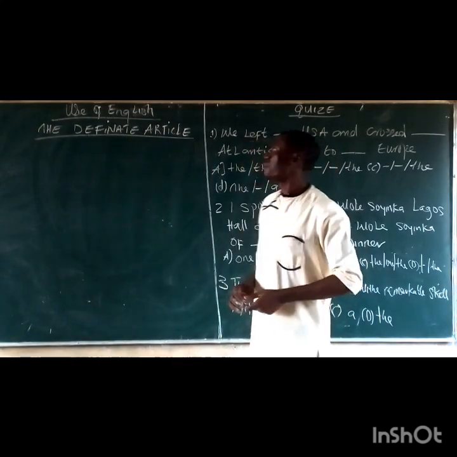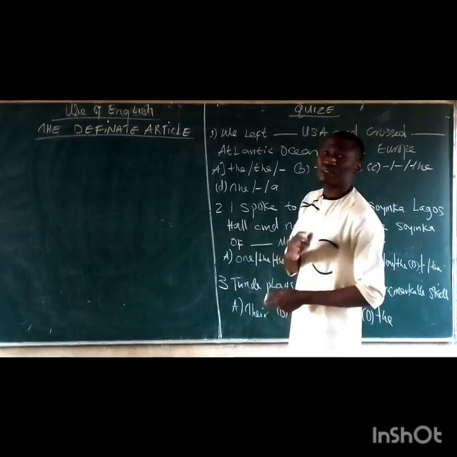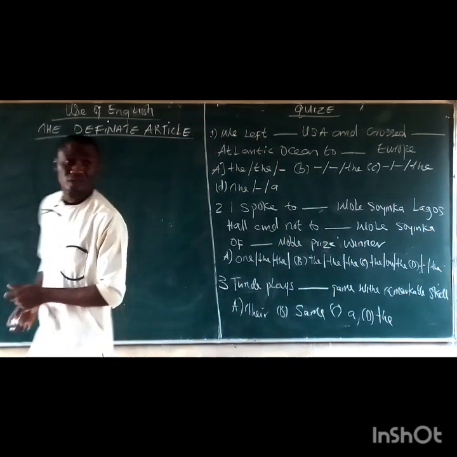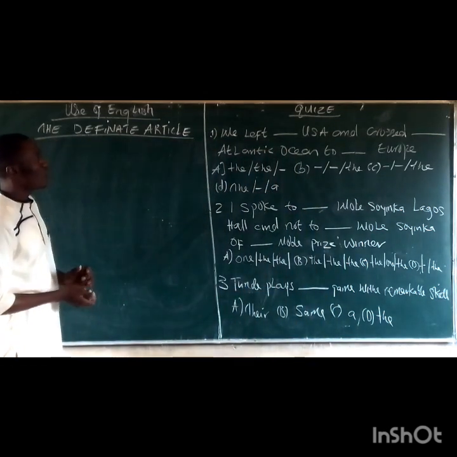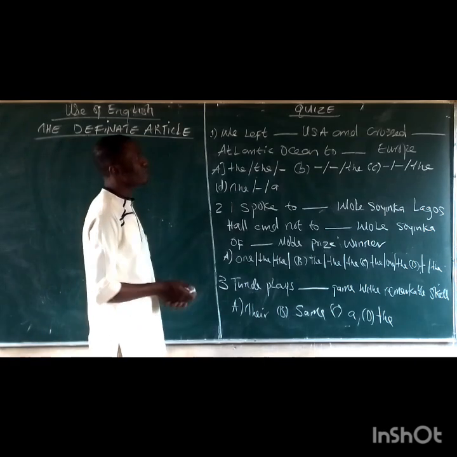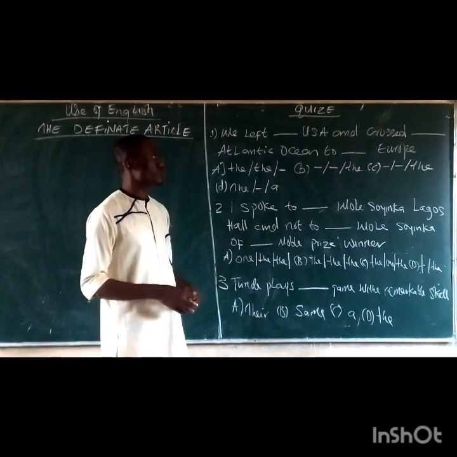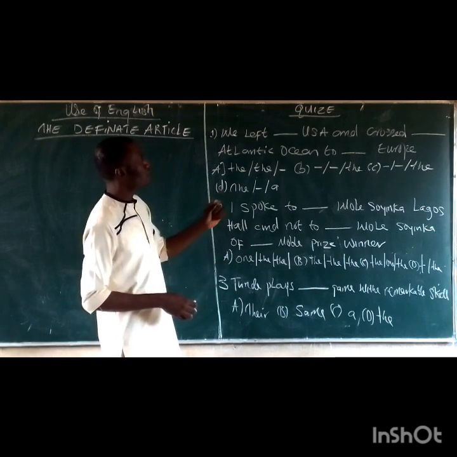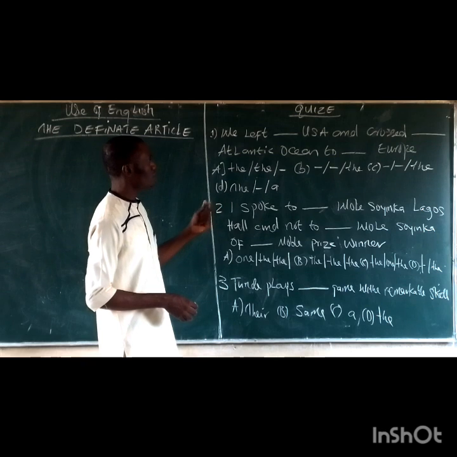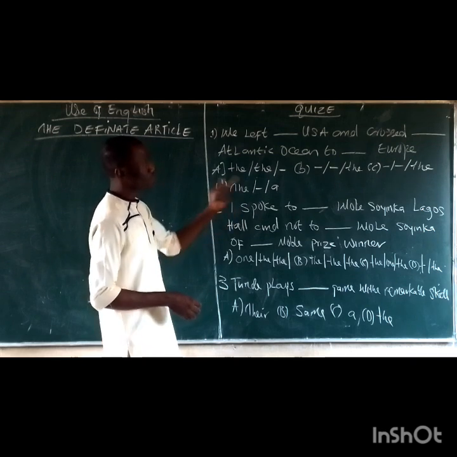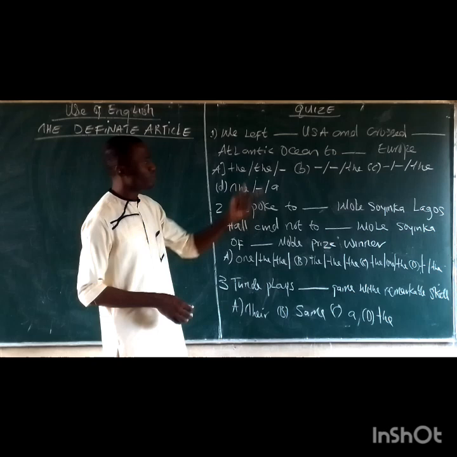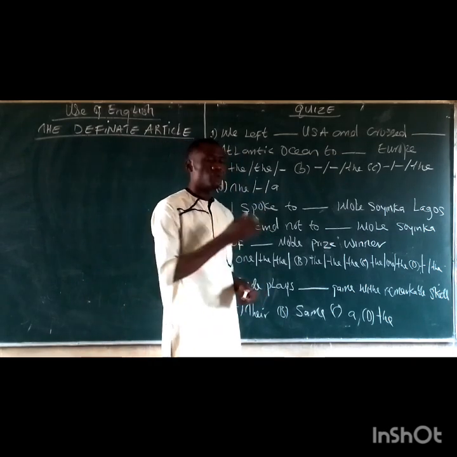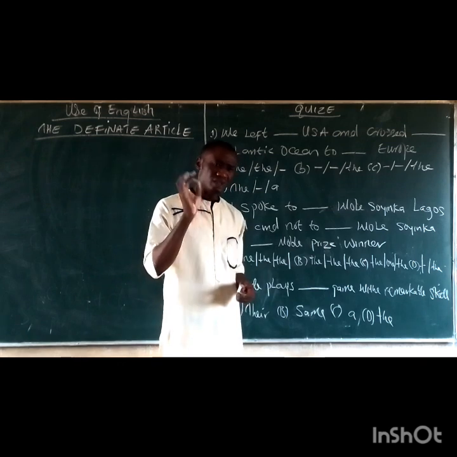Anyway, we want to know what a definite article is, and we want to answer these questions on the board. Let's get to the board. Now, on the board: we left dash US and cross dash Atlantic Ocean to dash Europe. What will be the answer? A, we left the US and cross the Atlantic Ocean to Europe. Or we left US, cross Atlantic Ocean to the Europe. Which of these nouns should attract the definite article D?